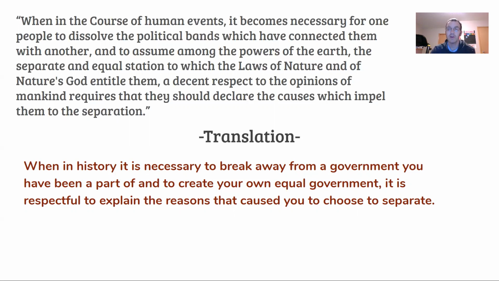So if you're going to break away and create your own government, you should explain to the people you're breaking from why you're breaking away. Why are you doing this? And so this is really setting this declaration up, declaring our independence, but here's why. It's not just us saying we're a free country. We're telling you why we're doing it as well.